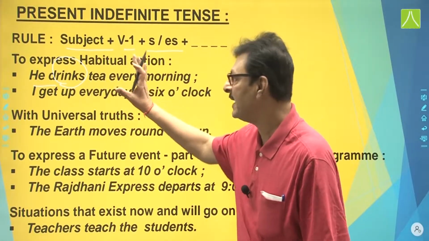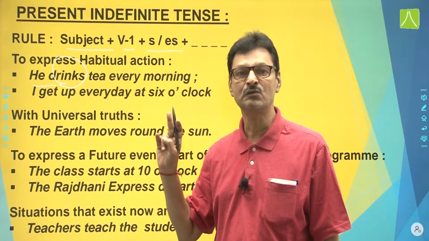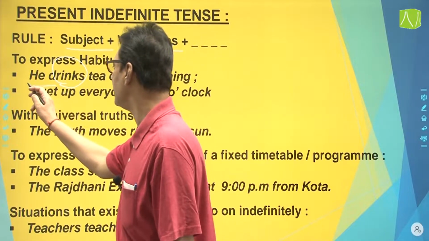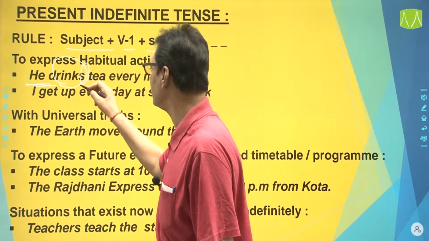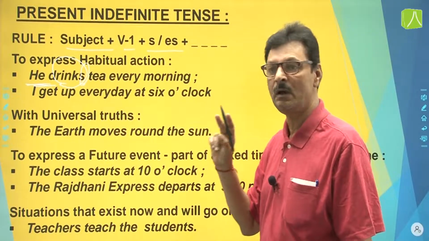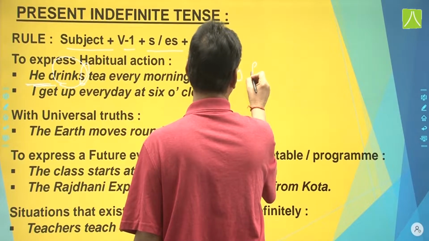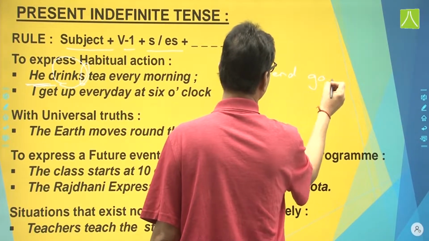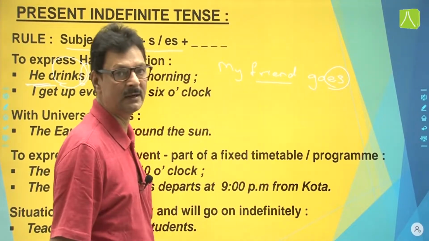Now, many times confusion arises regarding the S or ES form of the verb. So just remember one thing: if the subject is singular, there will be S or ES accordingly in the particular verb. For example, my friend goes. It is singular, so S or ES will be reflected.